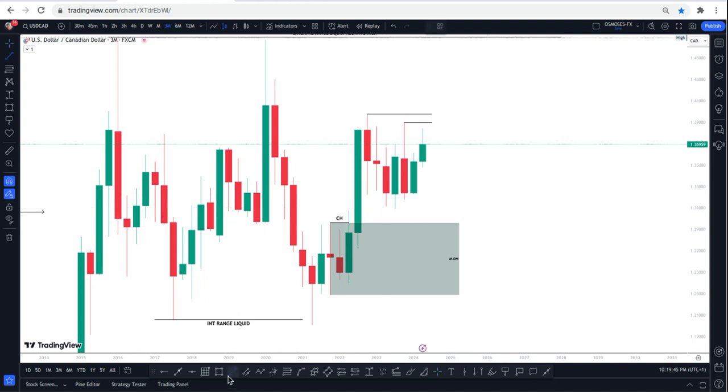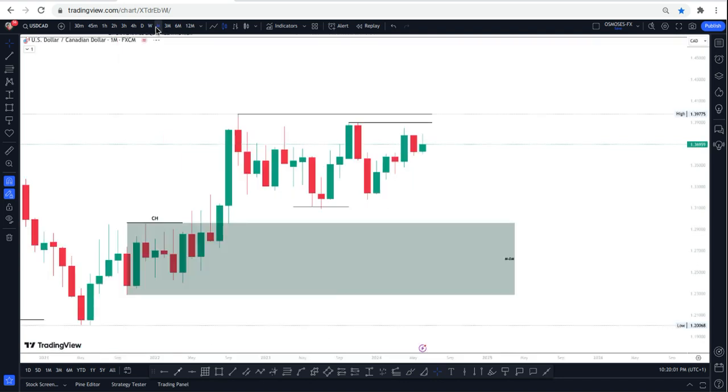Now we have some sweep also here. And the sweep before we see price turn up. Let's sweep, we start moving higher. So let's go down to monthly.